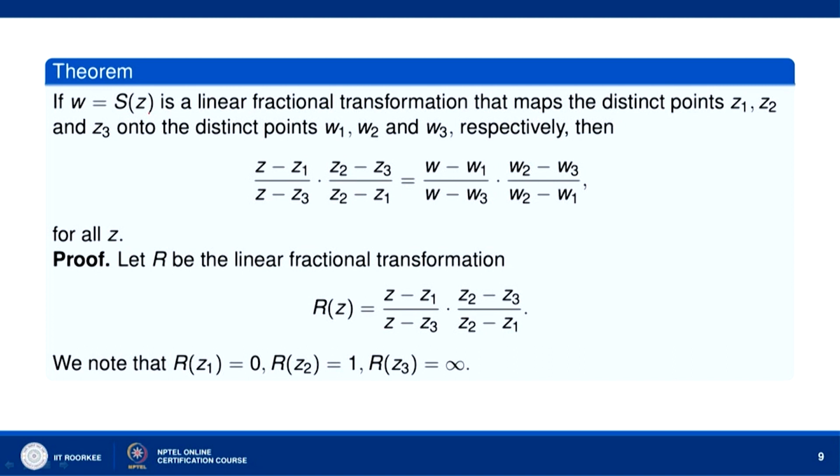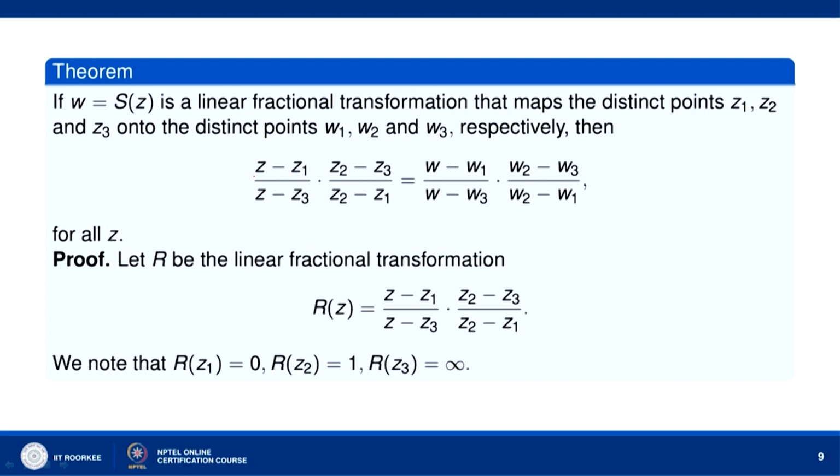If W equal to Sz is a linear fractional transformation that maps the 3 distinct points Z1, Z2, Z3 onto the 3 distinct points W1, W2, W3 respectively, then Z minus Z1 over Z minus Z3 times Z2 minus Z3 over Z2 minus Z1 is equal to W minus W1 over W minus W3 times W2 minus W3 over W2 minus W1. You can see the cross ratio remains invariant from here, and this is the required bilinear transformation, which carries the 3 points Z1, Z2, Z3 to W1, W2, W3.